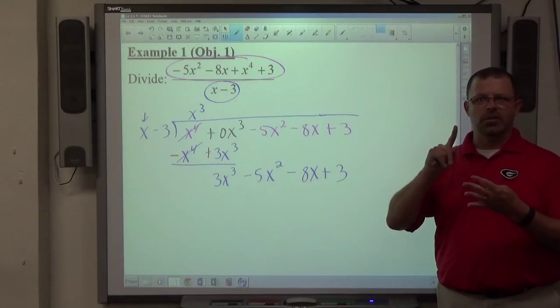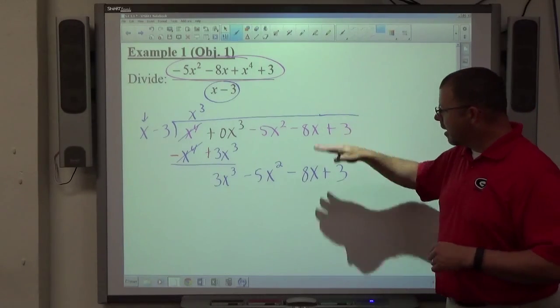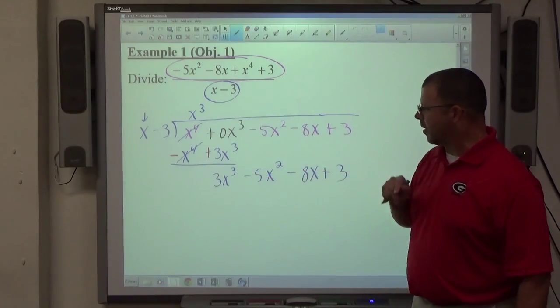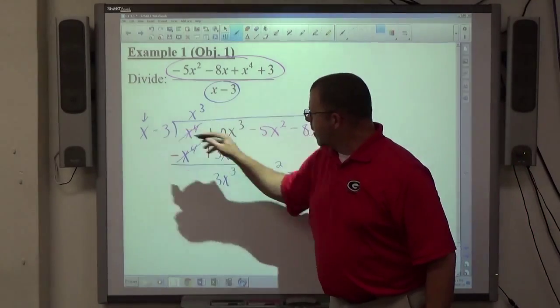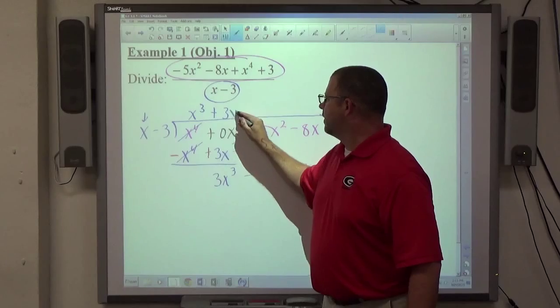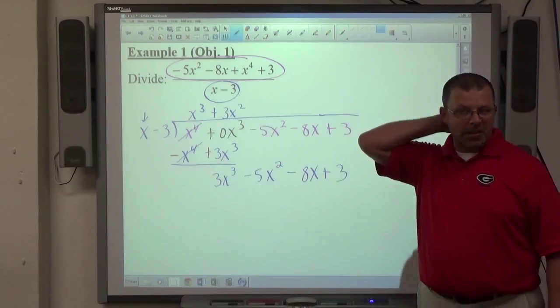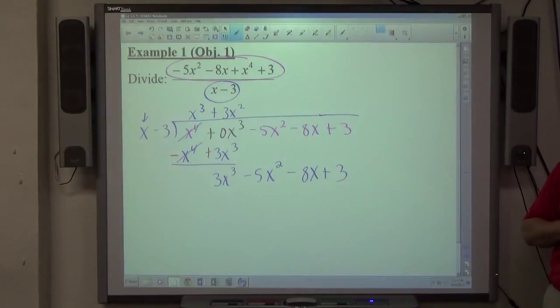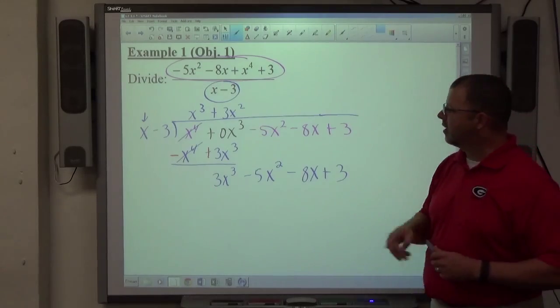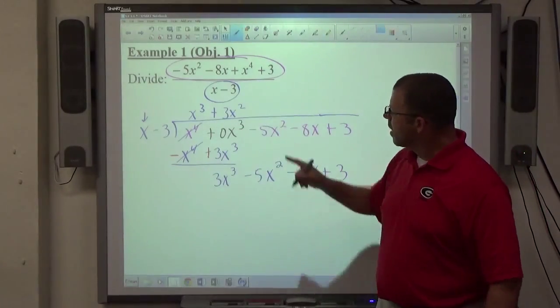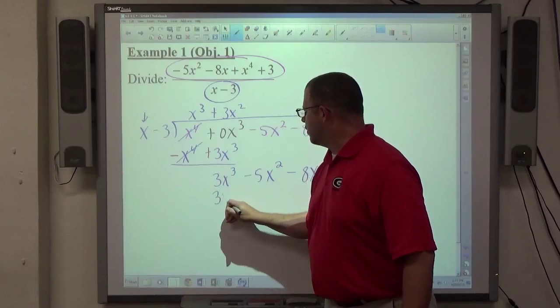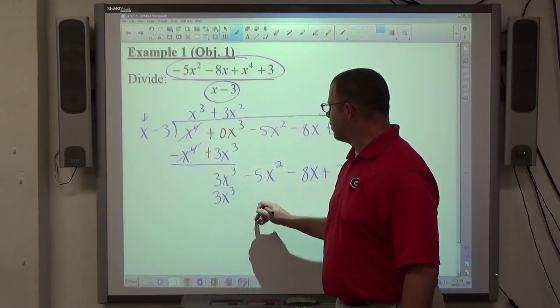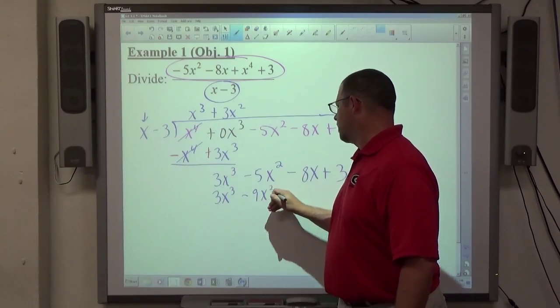Divide, multiply, change signs, combine like terms, bring everything else down. Keep doing this until this right here is just a number. 3x cubed divided by x is positive 3x squared. Every object after the first object has to have a plus or minus sign in front of it, so make sure that we do put pluses and minuses based on sign. This one's positive, so we put plus. 3x squared times x is 3x cubed. 3x squared times negative 3 is negative 9x squared.